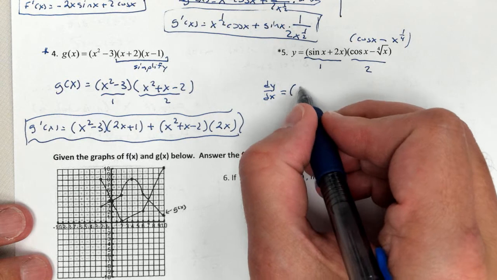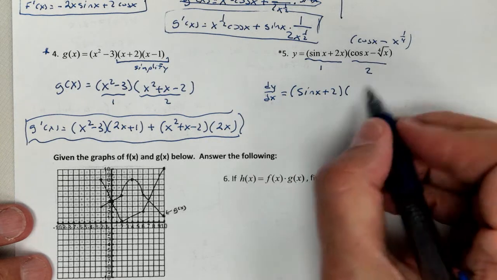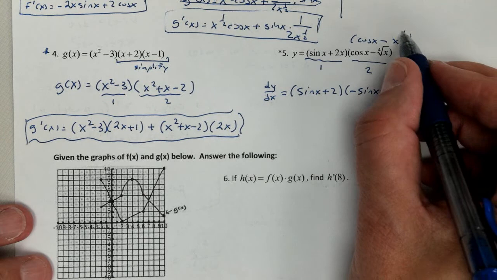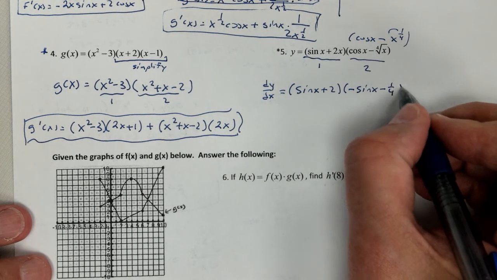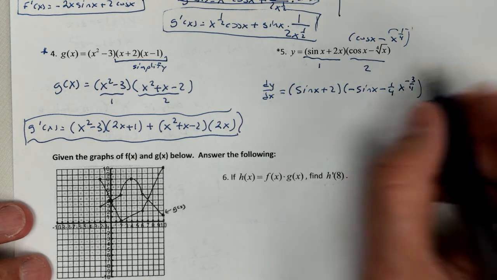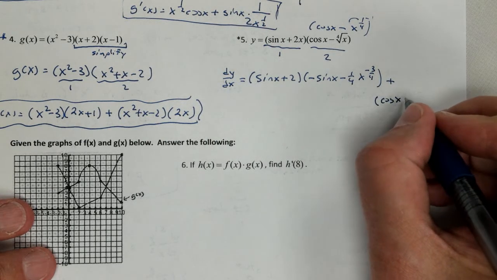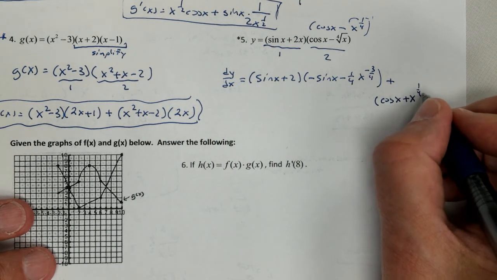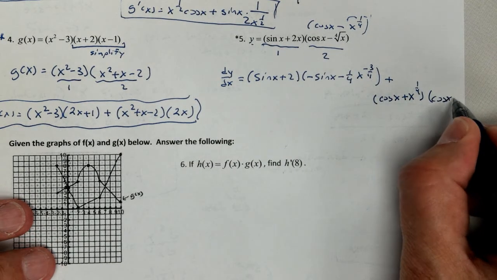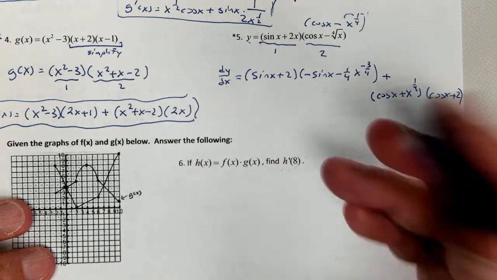We take the first function, which is sine of x plus 2, times the derivative of the second, which is negative sine of x minus, remember, this now becomes 1/4 x to the negative 3/4. We'll talk about that. Plus the second, which is cosine of x plus x to the 1/4, times the derivative of the first, cosine of x plus 2. Look how ugly that is. It's not supposed to be pretty, we just want to get an answer.